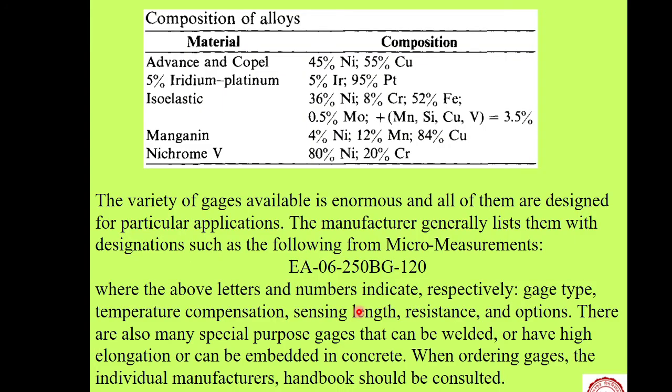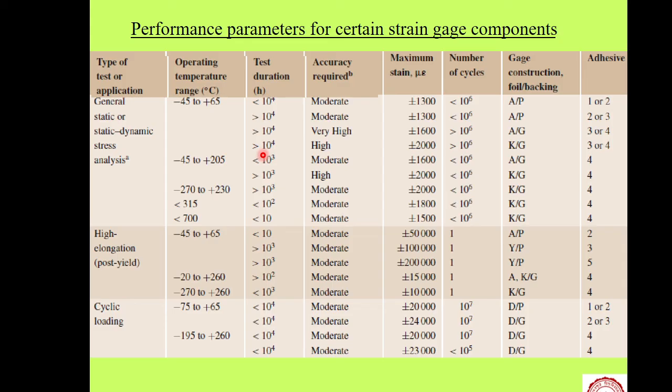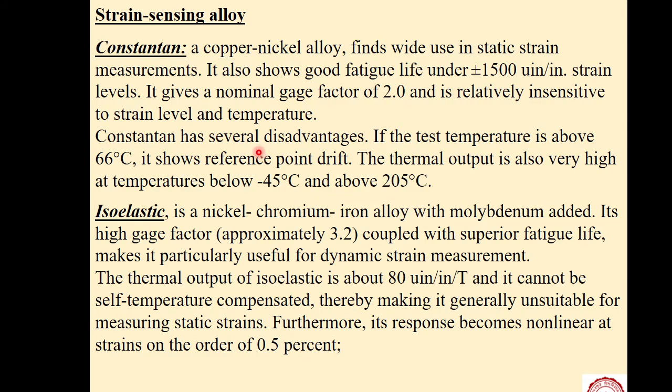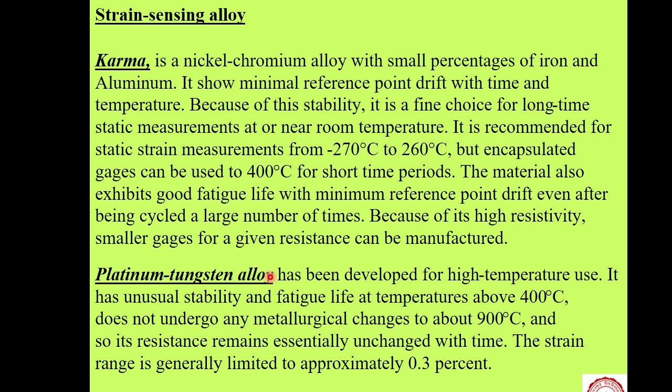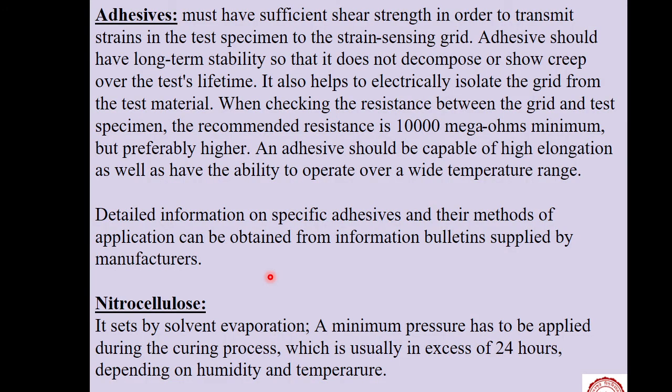Now the next part is materials. What are strain gauge materials? These are some materials; some more types of materials are given here. Strain sensing alloys, constantan and isoelastic, their composition, their life, and features of the individual strain gauge materials are specified here. I am not going to discuss these here. We will get it in the textbook or in the slides itself. You have to study from here.